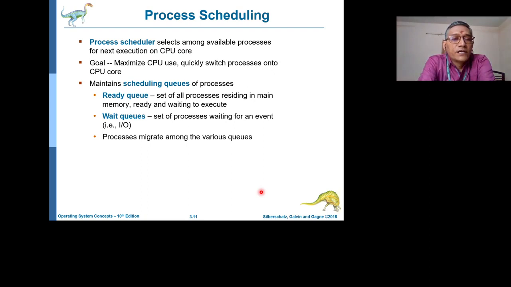For the scheduler to select among the n number of processes waiting in the ready queue, different types of queues are employed. Scheduling queues are normally the ready queue and the wait queue. The ready queue is the set of all processes residing in main memory, ready and waiting to execute. The wait queue is the set of processes waiting for an event.